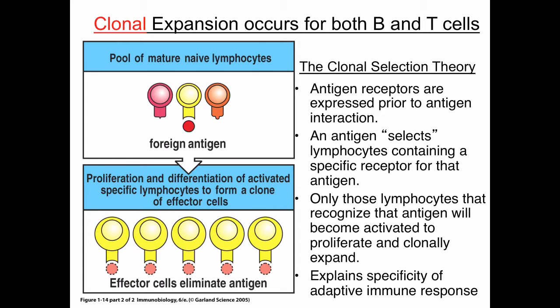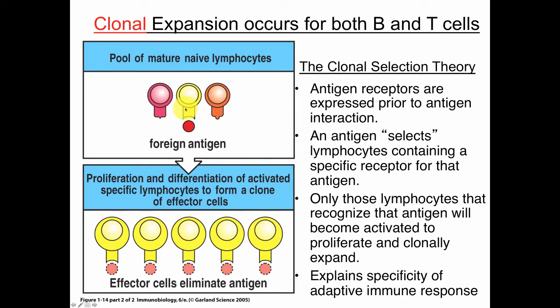And remember, antigen receptors are expressed prior to antigen interaction. The repertoire of T cells and B cells with different antigen receptors occurs randomly during T cell and B cell development in primary lymphoid organs. So after these lymphocytes go out into secondary lymphoid organs and encounter antigen, the antigen selects the lymphocyte based on the antigen receptor specificity of that lymphocyte.